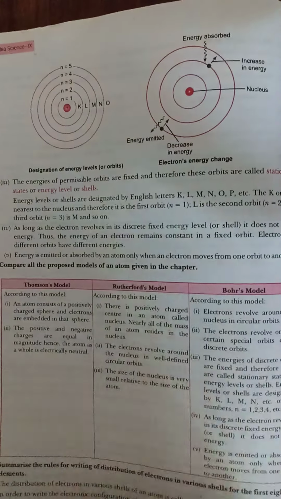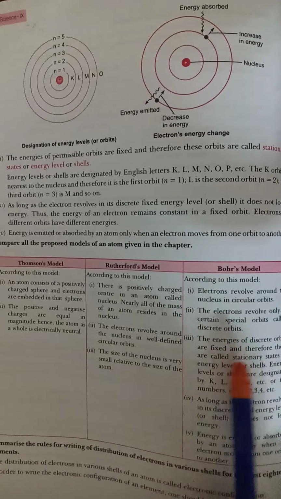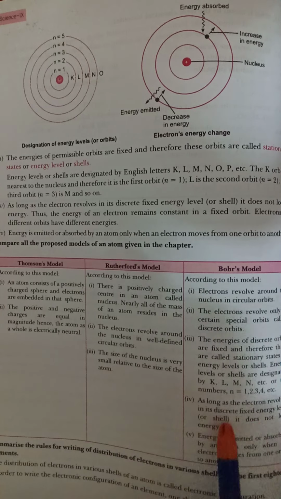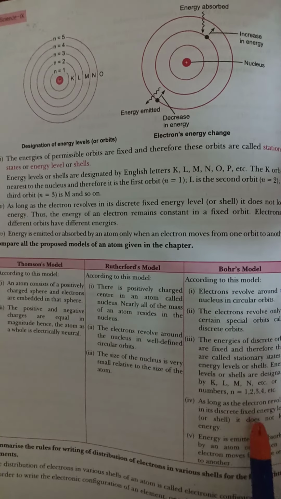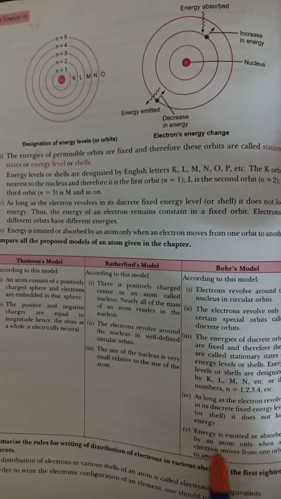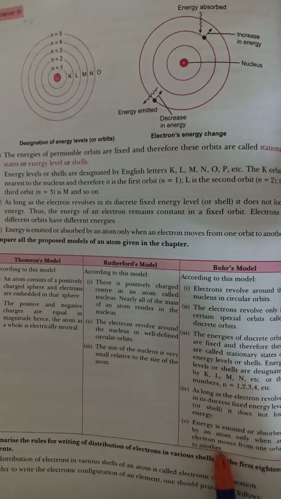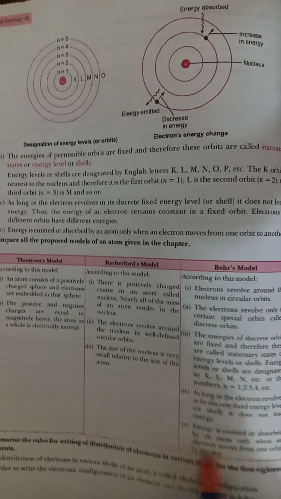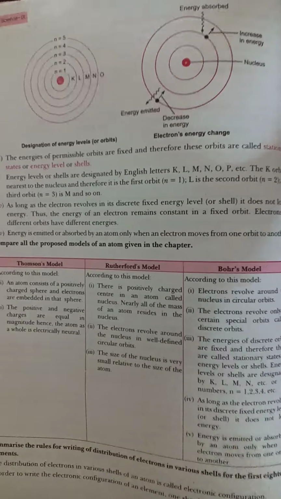And in the Bohr's model, we have discussed that the electrons revolve in discrete orbits. They revolve in different energy level shells, which are called K, L, M and N. As the electrons are revolving, they never lose energy. Energy is emitted or absorbed by the atom when an electron moves from one orbit to another. So this is the comparison between the Thomson, Rutherford and the Bohr's models.